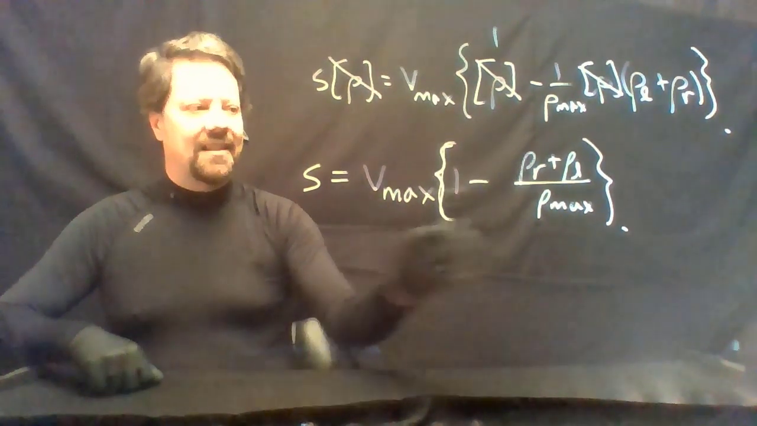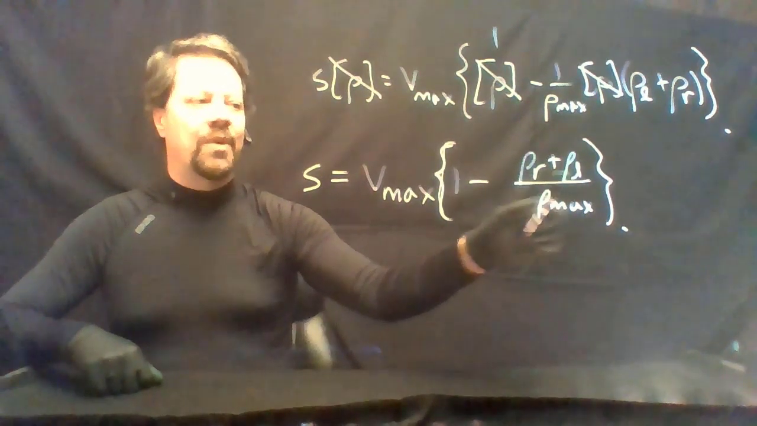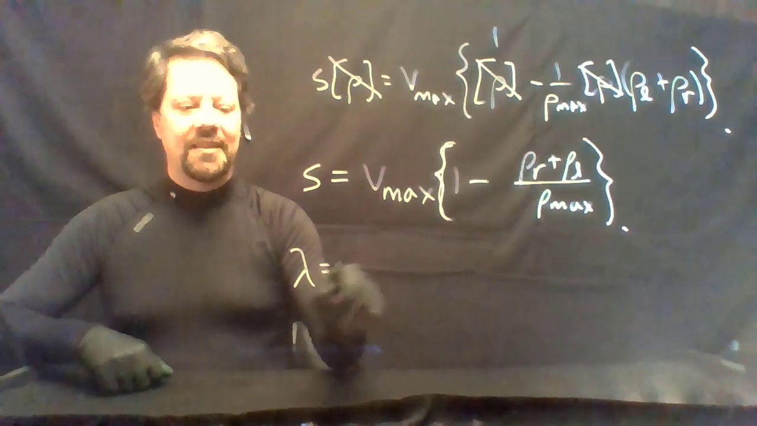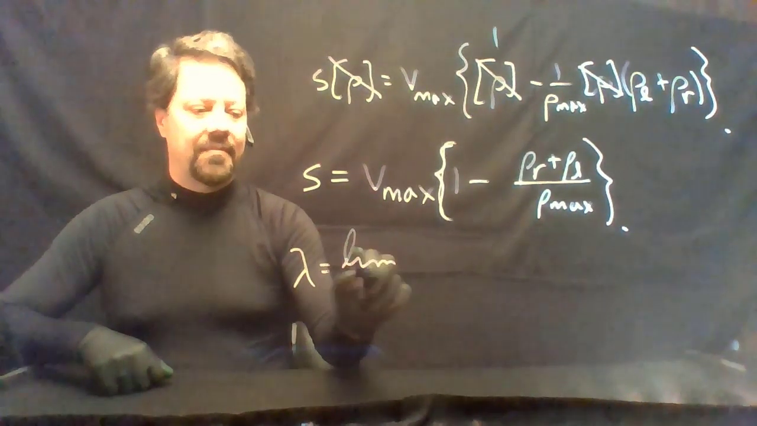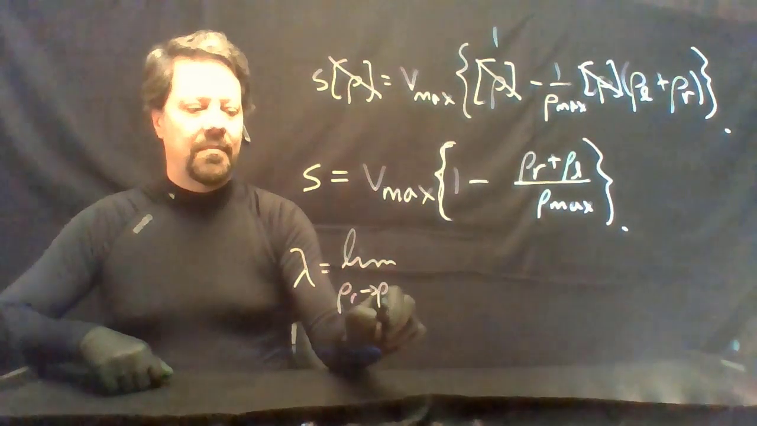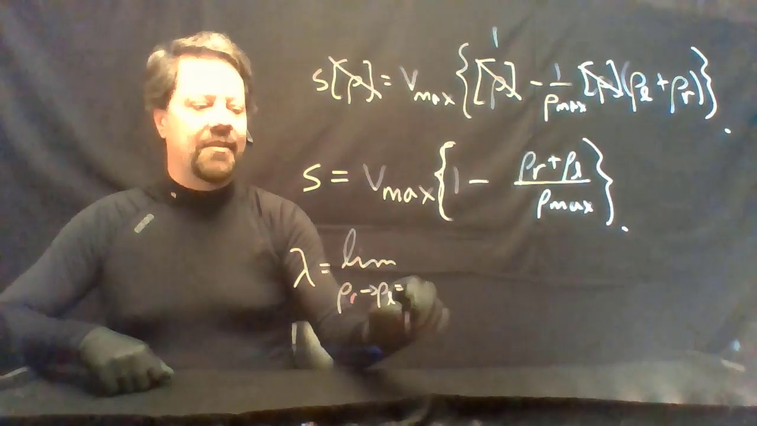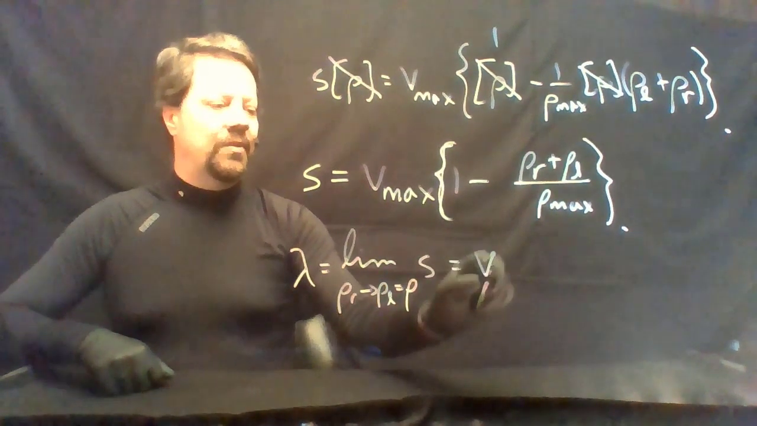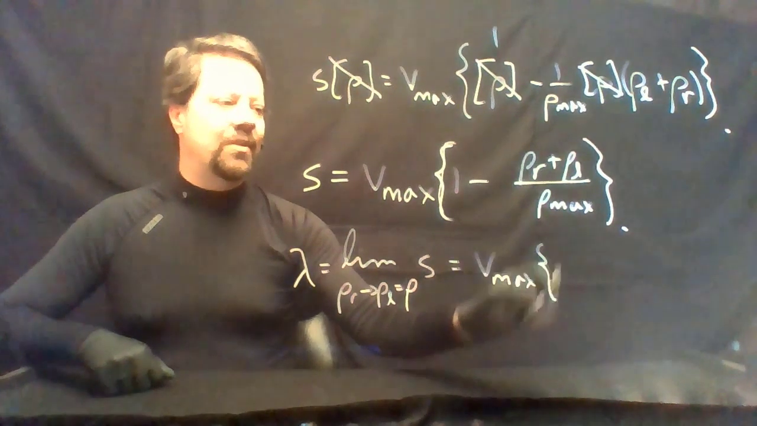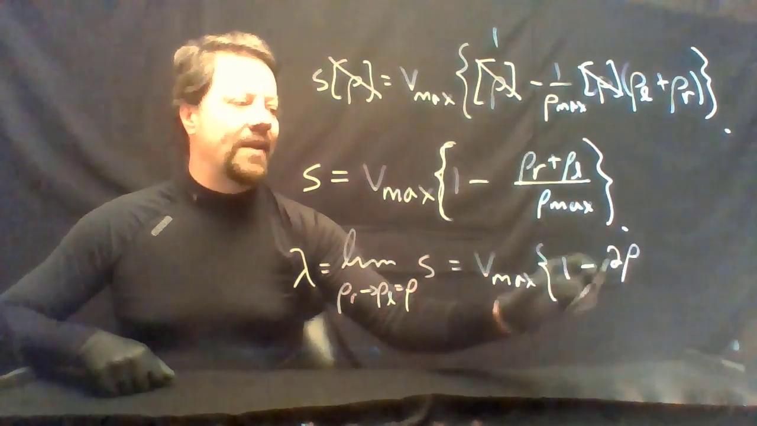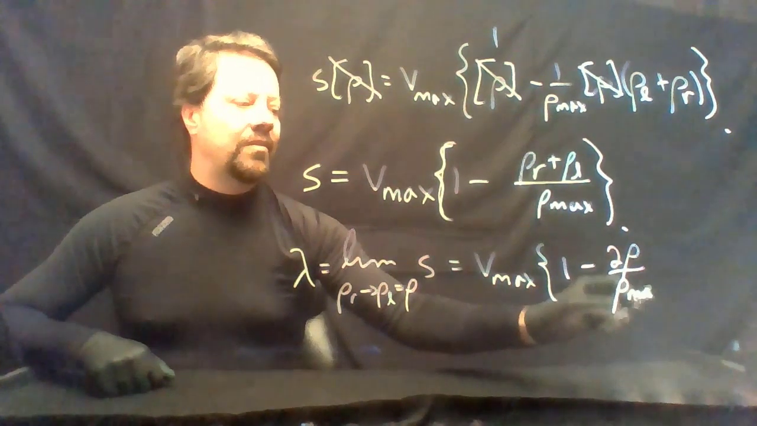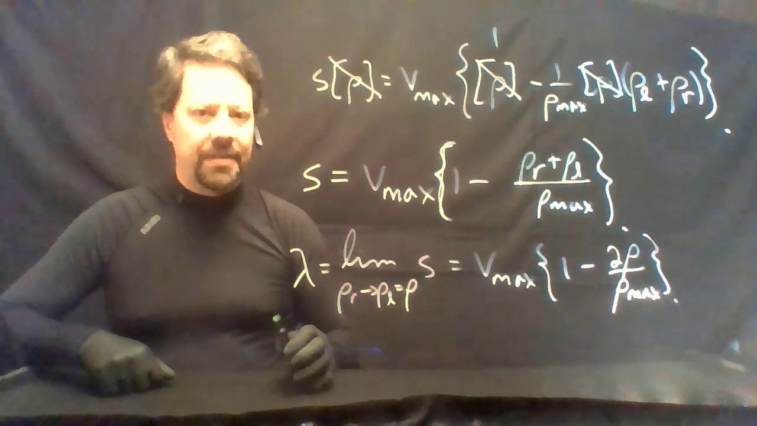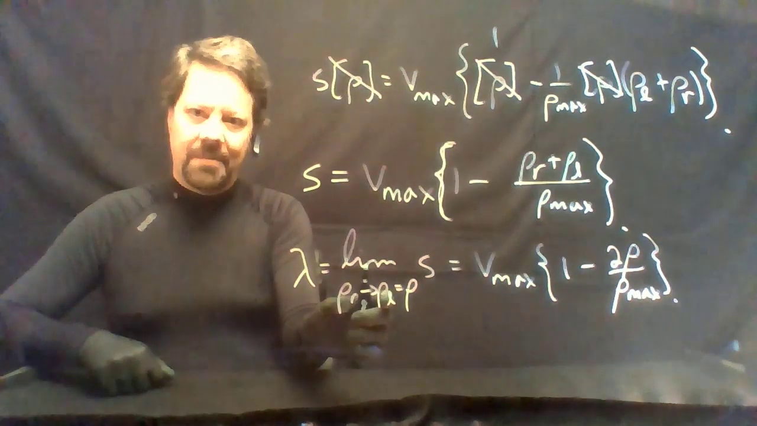First, let's take the limit as the difference between rho left and rho right goes to 0. We'll take lambda to be the limit, and the common value we'll just denote by rho. We'll have V max times the quantity 1 minus twice rho divided by rho max. This is the speed of small disturbances in the limit as the jump goes to 0.